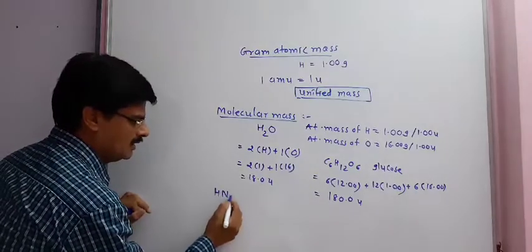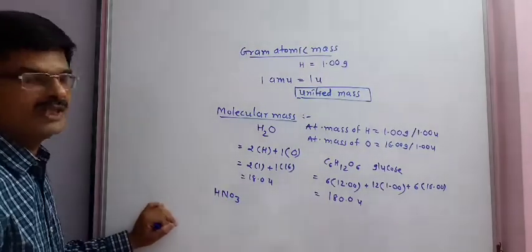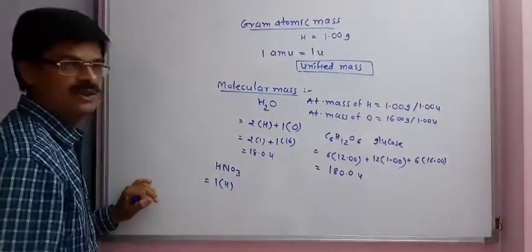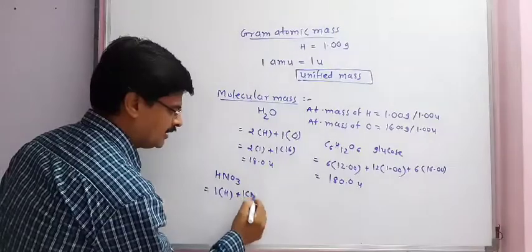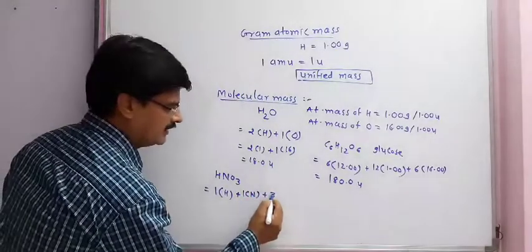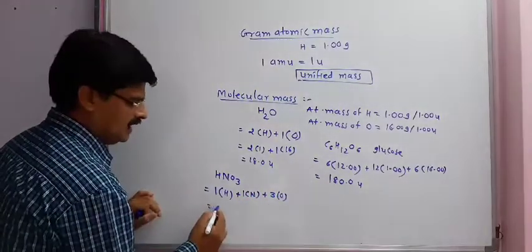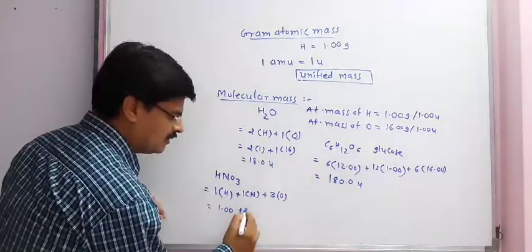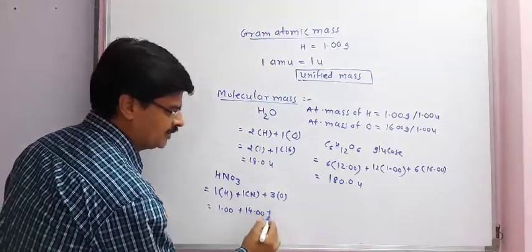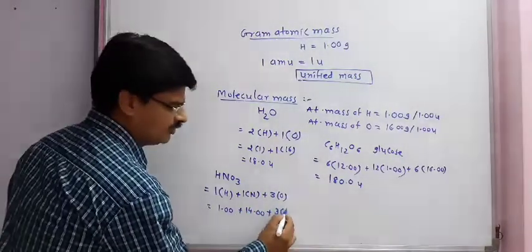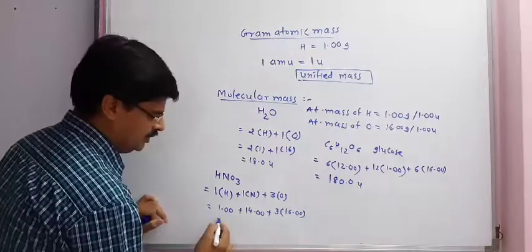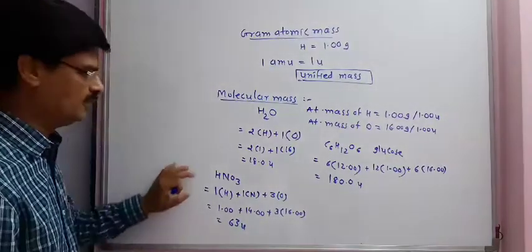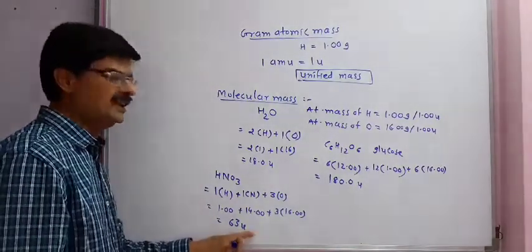Now, HNO3. The molecular mass of HNO3: 1 atom of hydrogen, 1 atom of nitrogen, and 3 atoms of oxygen. Hydrogen atomic mass is 1.00, nitrogen atomic mass is 14.00, and 3 times the mass of oxygen, 16.00. On solving this, we get 63 unified mass for HNO3, or we can say 63 gram per mole.